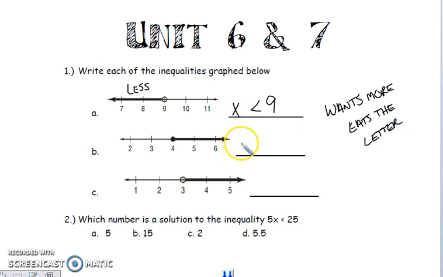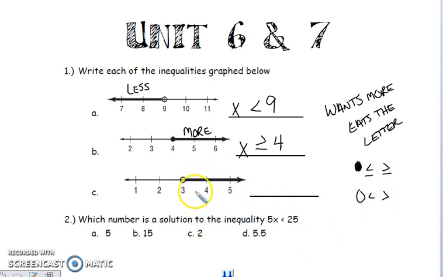Okay, let's look at the next one. X, it's at 4. Is it open or closed? Closed. So since it's closed, it gets the equal sign. Is it going more or is it going less? It's going more. So if it's more, then it eats the letter. And just a quick little recap, if it's a closed circle, then it's less than or equal to, greater than or equal to, and those look like that.